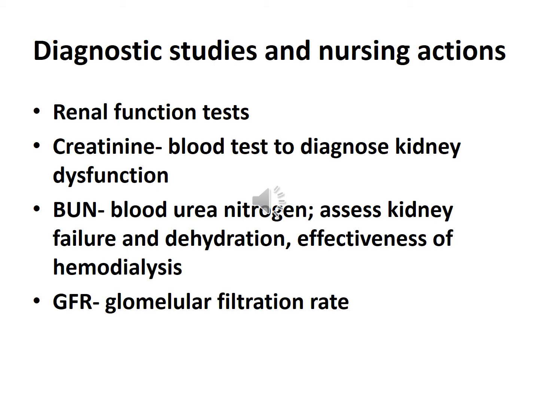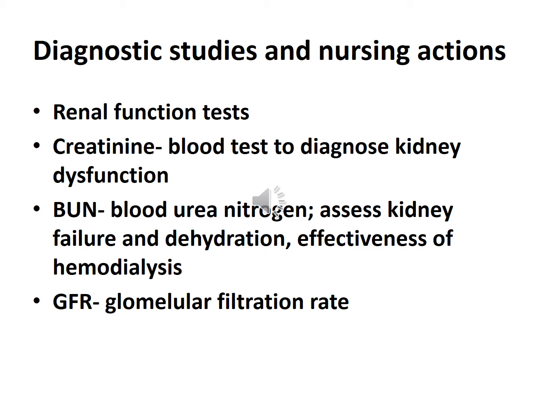BUN levels reflect balance between the production and the excretion of urea. Critical values include values anything greater than 100 milligrams per deciliter. BUN can also be increased by a high protein diet, and you may also see the BUN creatinine ratio, and that's typically 12 to 1 to 20 to 1.